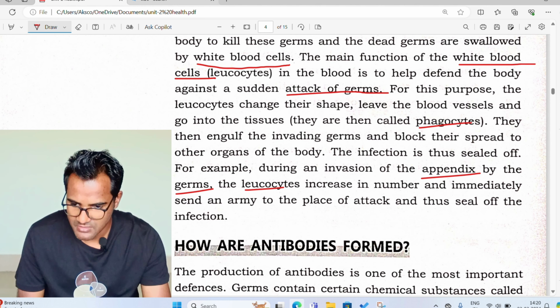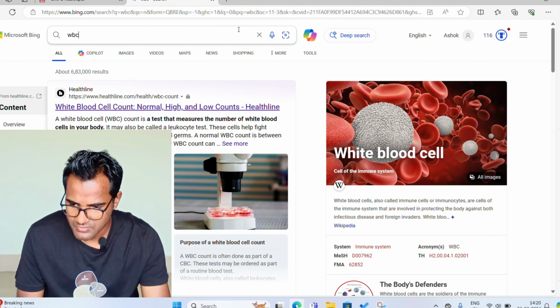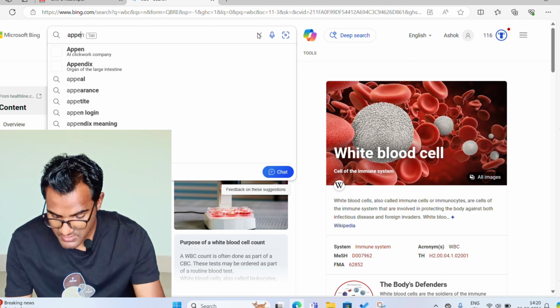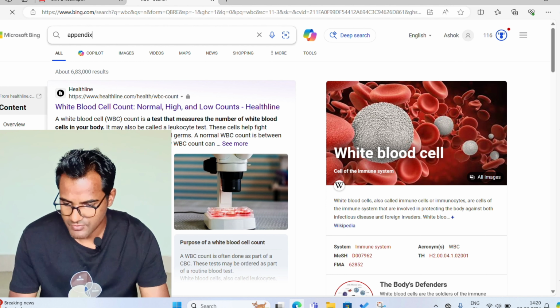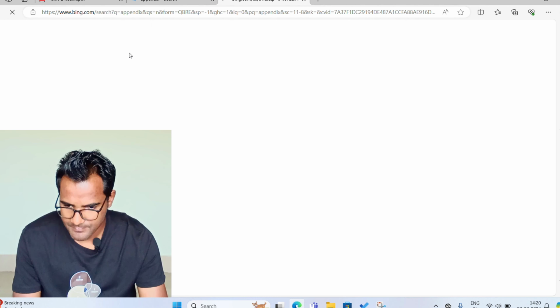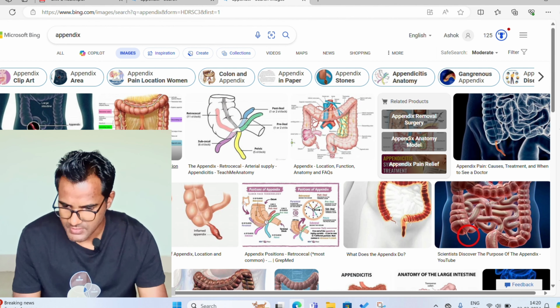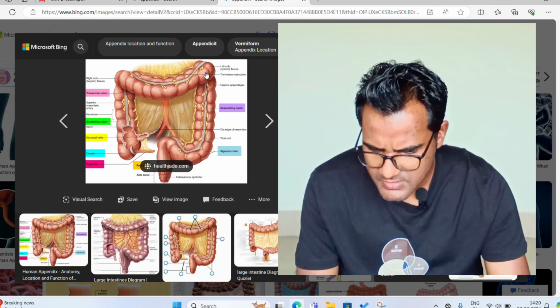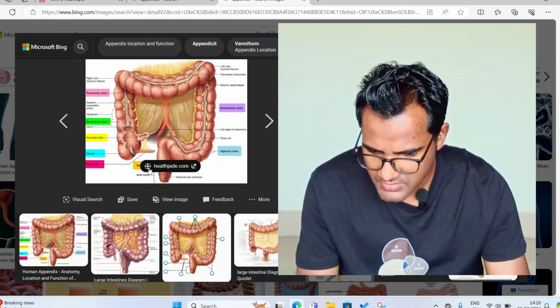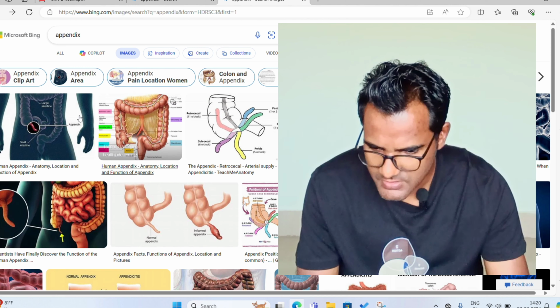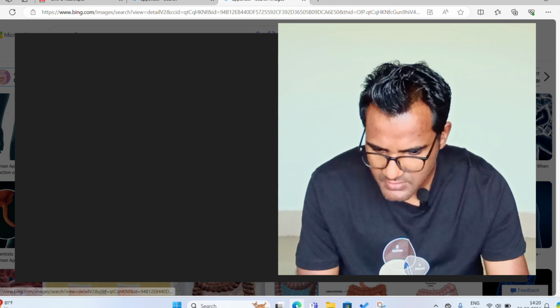Do you want to see that? If you want to see it, let me show you. Here it is. How does the appendix look? Wait. Alright, look here. This is the large intestine and these are the small intestine. This part is called the appendix. But this picture is not that good. Let me see if I can get another. This one is better, I think.